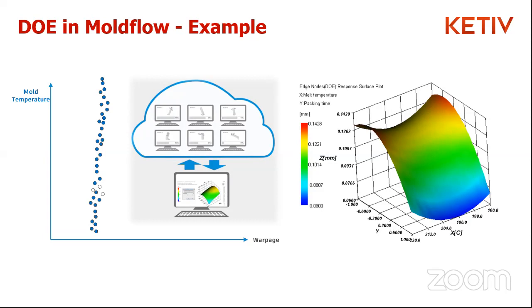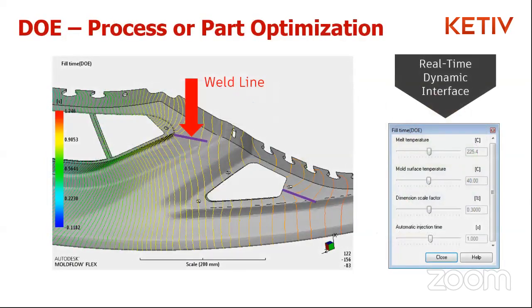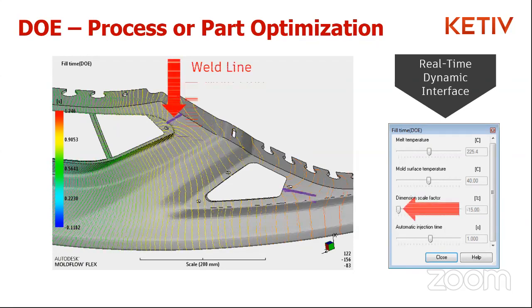statistical tools, right? Such as statistical results. But what does this actually translate to in an actual part, into an actual injection molded part? Well, essentially, what it translates to is you've got this nice little interface that you can play around with in real time, and as you move the sliders around, you'll see that the weld lines will move, right?